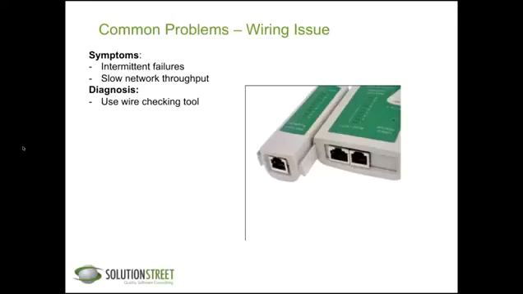Another big issue: wiring. If you have intermittent failures, or slow network throughput, you could have just a bad wire. Happens all the time. Kinked wire.